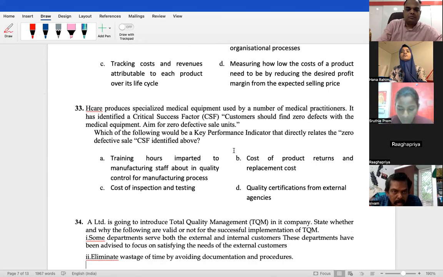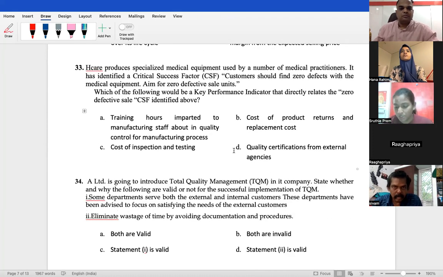Healthcare produces specialized medical equipment used by a number of medical practitioners. It has identified a critical success factor, that is, customers should find zero defects with the medical equipment, aim for zero defect sale units. Which of the following would be a key performance indicator that directly relates to the zero defect sale, that is the CSF identified above? Option A, training hours imparted to the manufacturing staff about quality control for the manufacturing process. B, cost of product returns and replacement cost. C, cost of inspection and testing. D, quality certifications from external agencies.